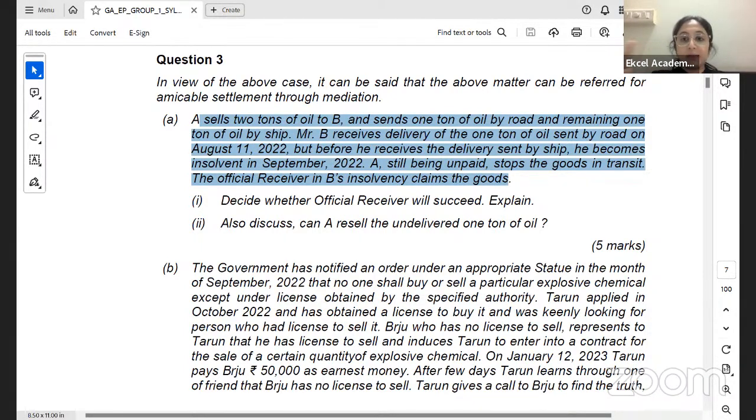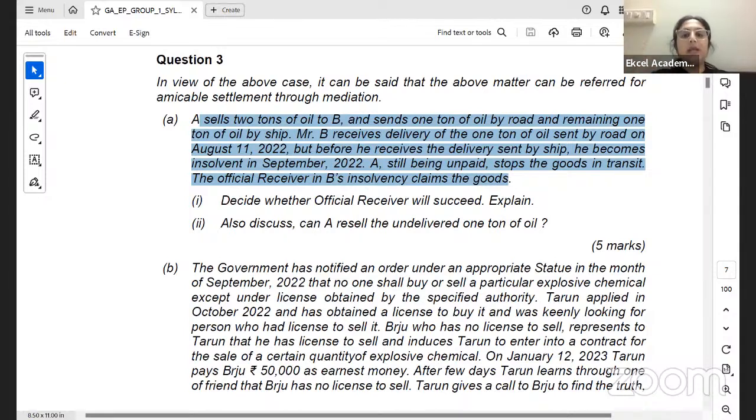Now the question is whether B's official receiver, meaning B has become insolvent, so instead of him, the official receiver will take all his assets and liabilities, and he will try to pay off all the debts and sell off all the assets. Okay, that officer is appointed. So whether that person can receive the goods on behalf of B, or whether A, as an unpaid seller, because B has not yet paid for the goods, and now A is waiting for money. But in the meantime, it has not yet reached B.